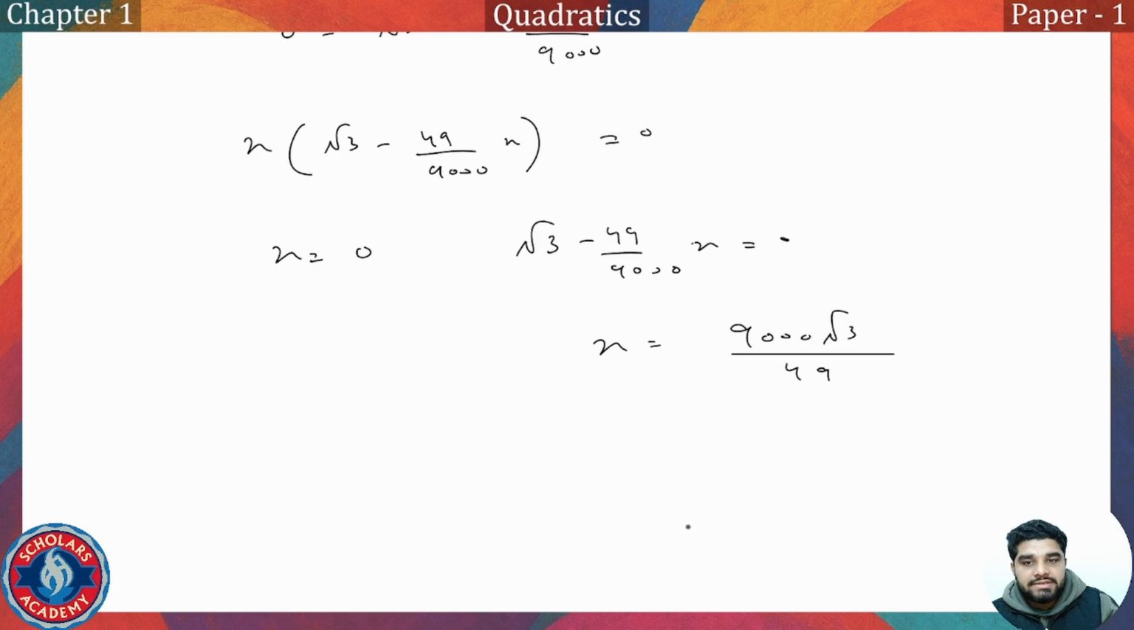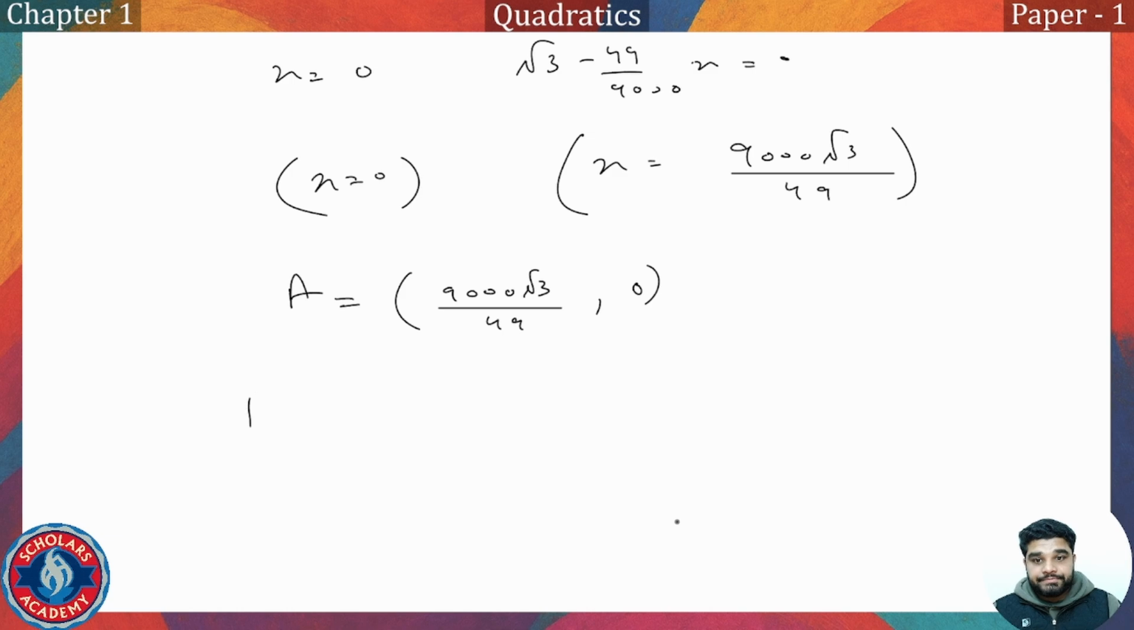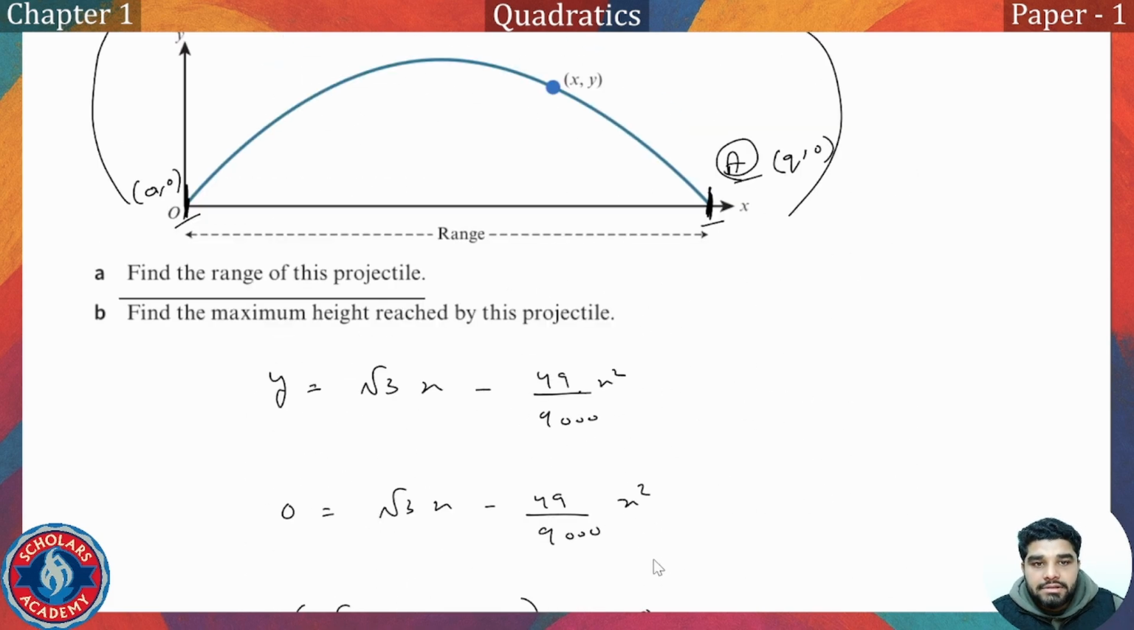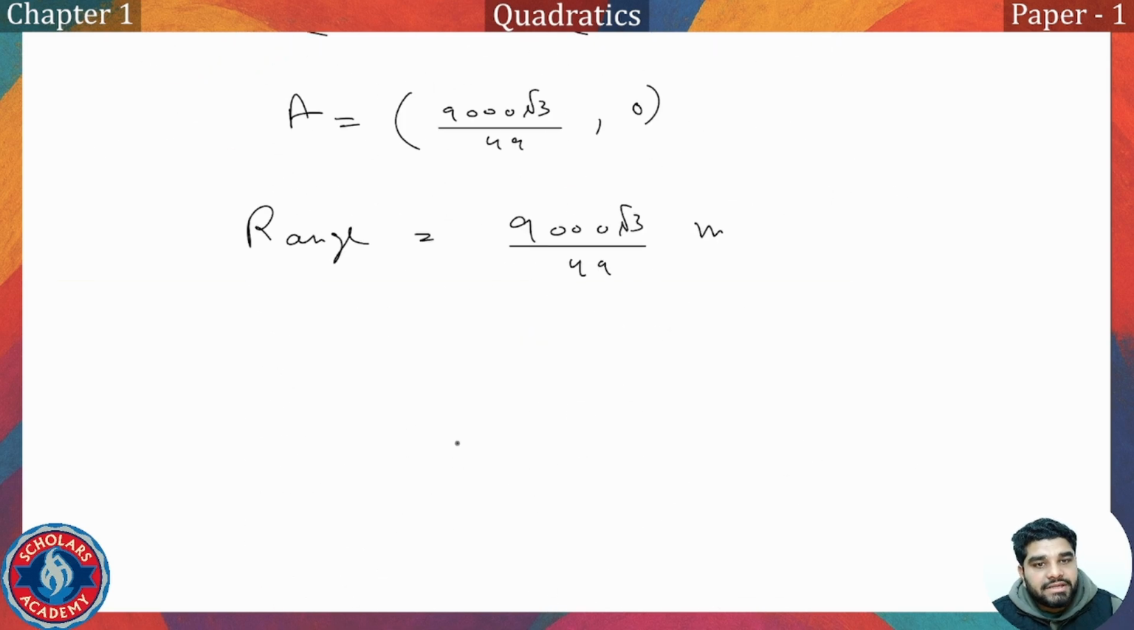So one value of x is 0, which is for the origin, and another value of x is this, and only these 2 points are where we can get y as 0. So the point A that I was saying is (9000 root 3 by 49, 0). It means the range is equal to 9000 root 3 by 49 units, which are meters. All right, so this is the range.